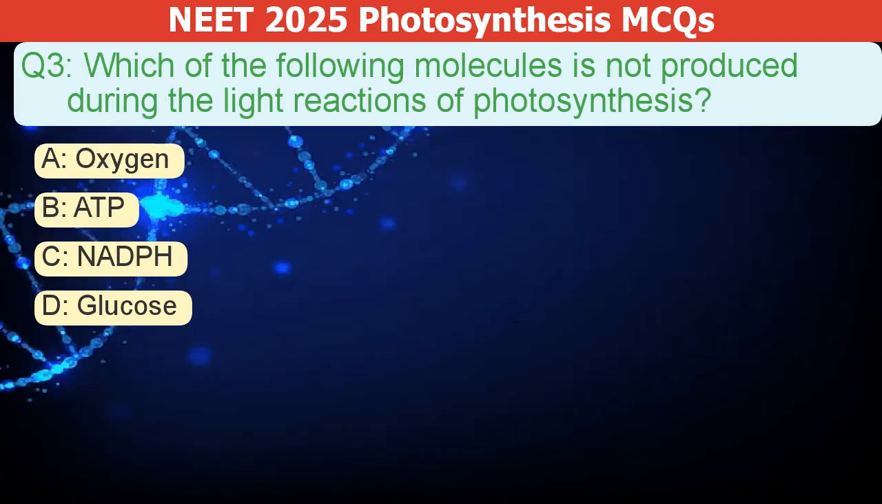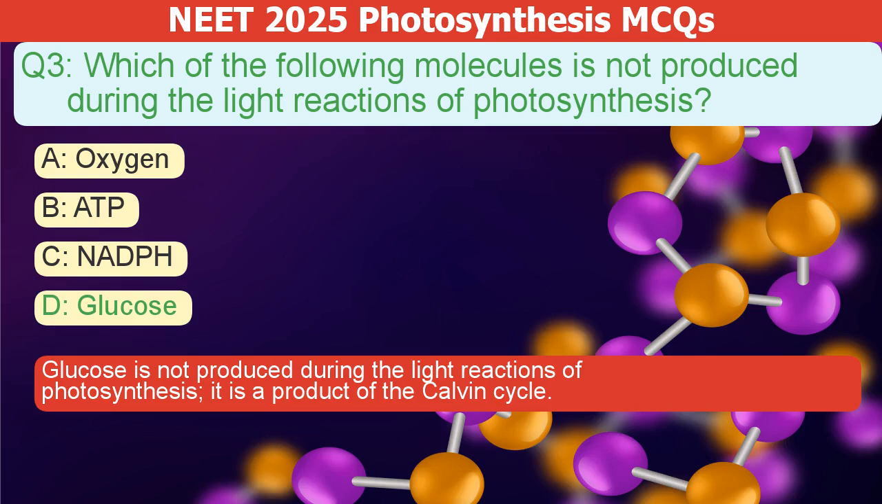Which of the following molecules is not produced during the light reactions of photosynthesis? A. Oxygen. B. ATP. C. NADPH. D. Glucose. The correct answer is D. Glucose is not produced during the light reactions of photosynthesis. It is a product of the Calvin cycle.